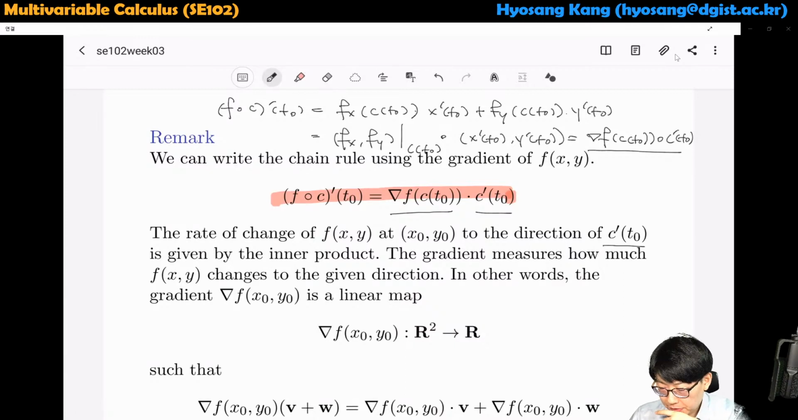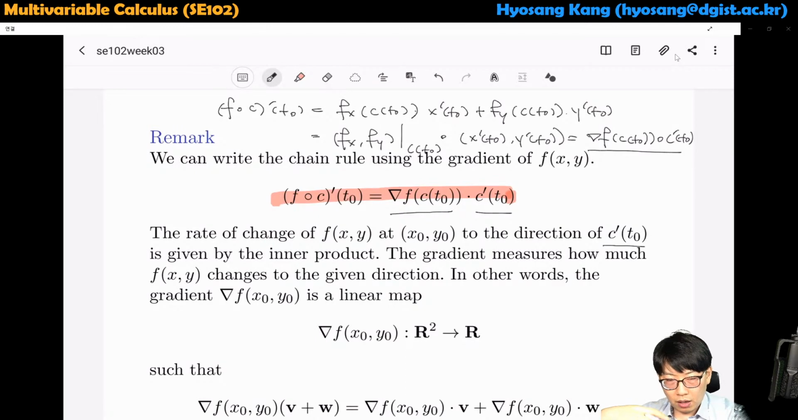Again, if you want to find out the rate of change of the value of a function in some direction, you only need the gradient of the function and the velocity along which you take the rate of change, and you just take the inner product between the two vectors to get the rate of change.